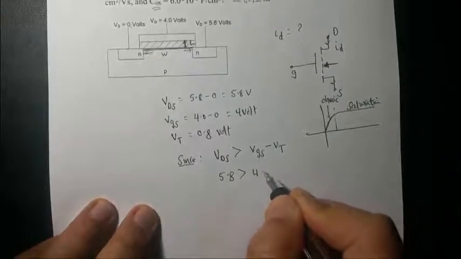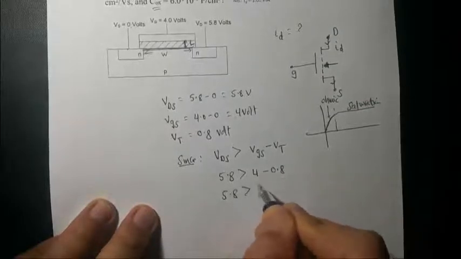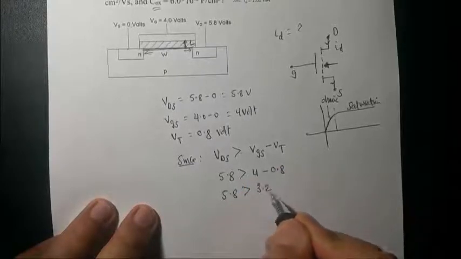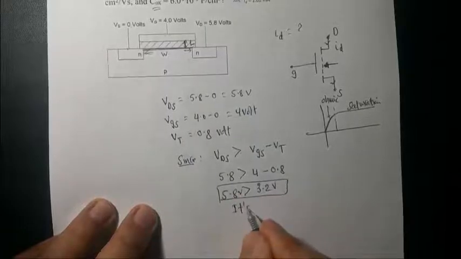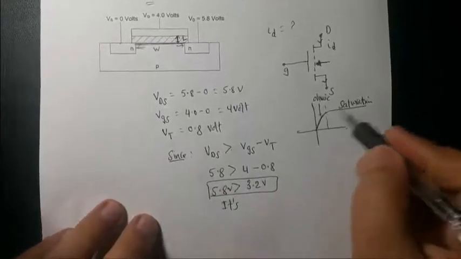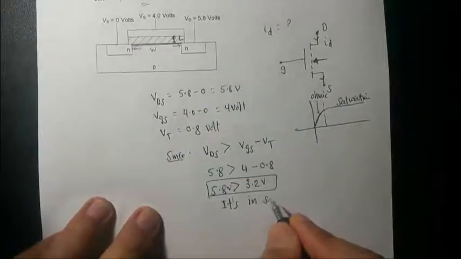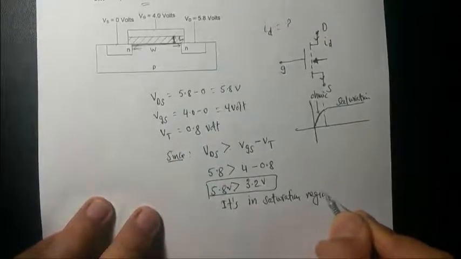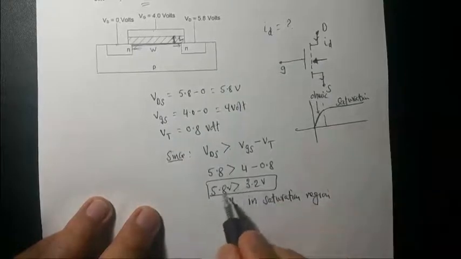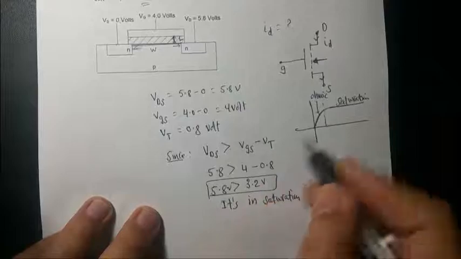So here VDS is 5.8, right? VGS is 4 volts minus 0.8 volts. So 5.8 is greater than 3.2 volt. So first you need to figure out which region this is, based on the bias voltage. It's in the saturation region, as you can clearly see, because VDS is greater than this difference.